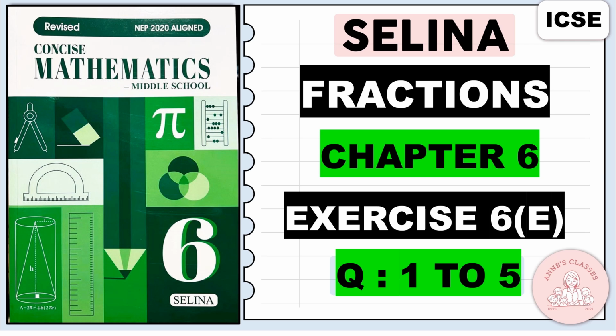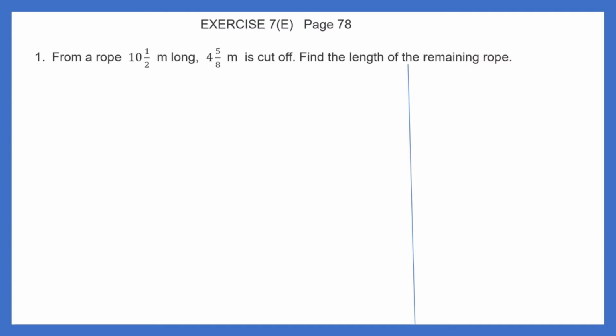Let's do fractions, chapter 6, exercise 6e. Today we're going to work out word problems. So let me read out the first word problem and let's identify which operation. Now that all of you know how to work out the different operations in fractions, that is addition, subtraction, multiplication and division, we're going to start working out word problems based on these operations.